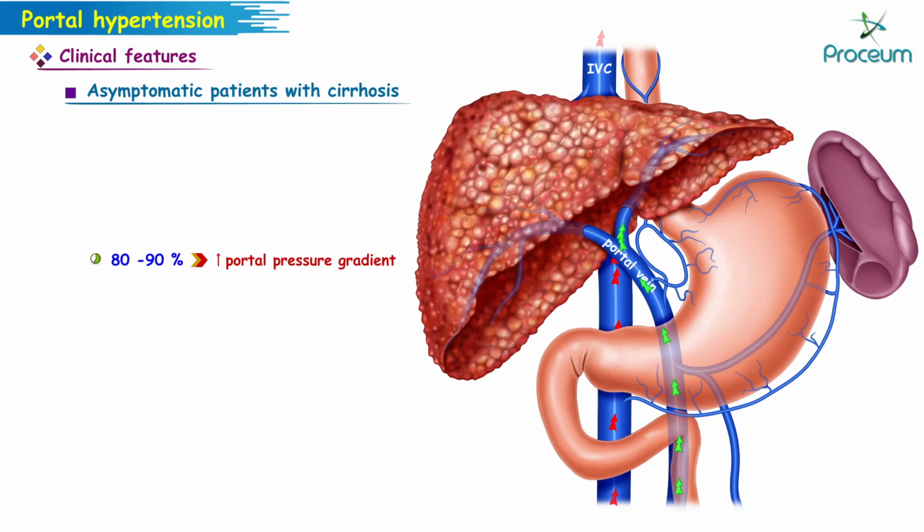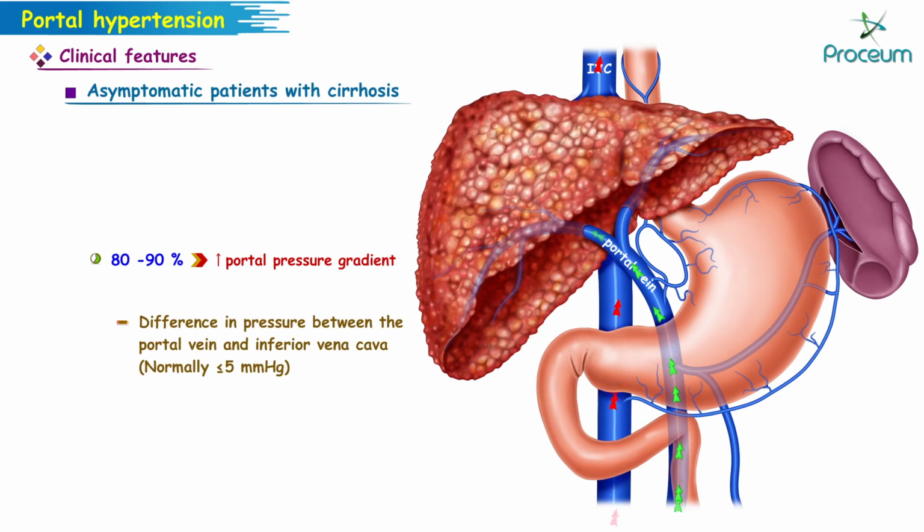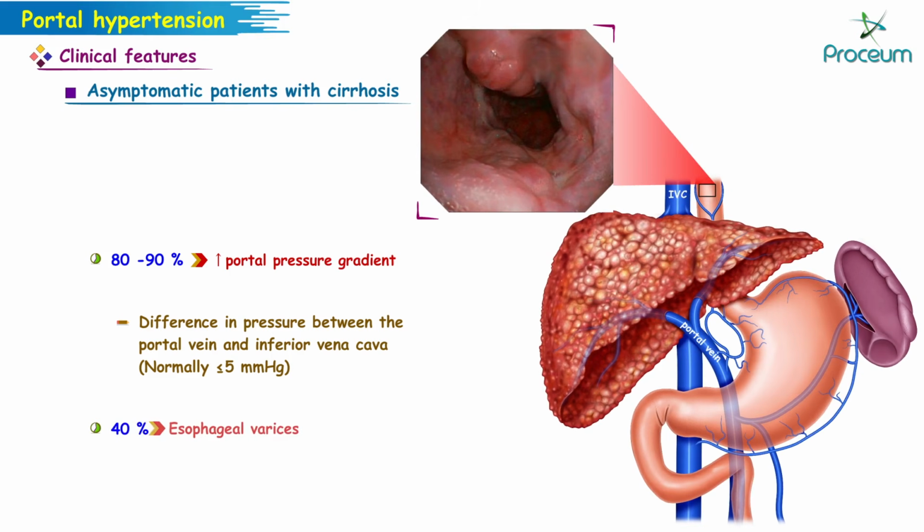The portal pressure gradient is defined as the difference in pressures between the portal vein and the inferior vena cava, which is normally less than 5 millimeters of mercury. 40% of these will have esophageal varices, a complication of portal hypertension.